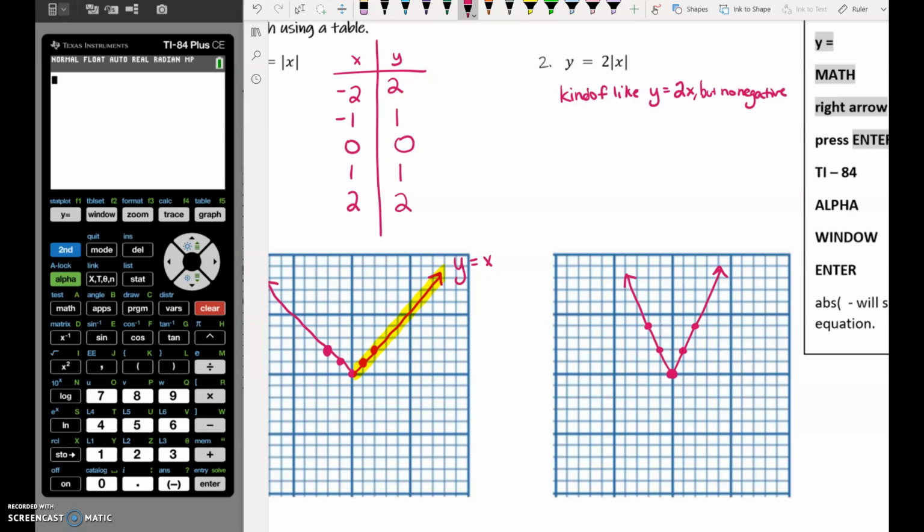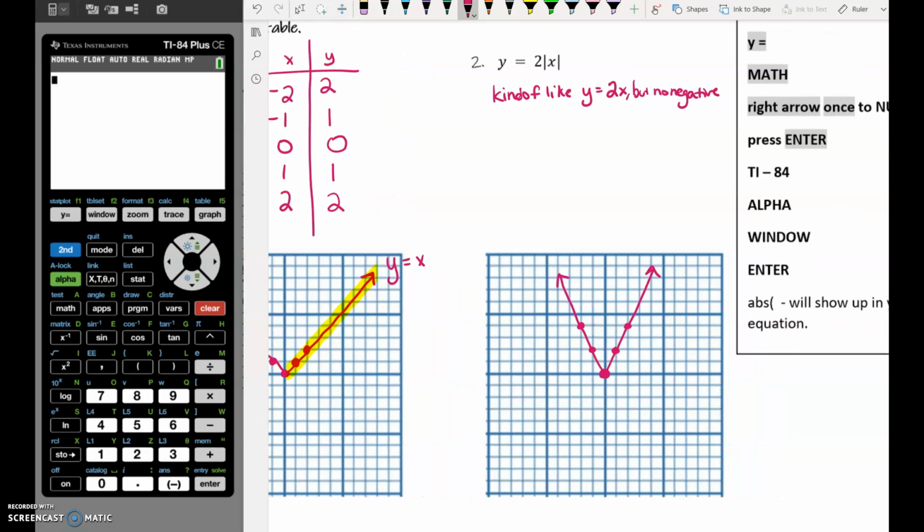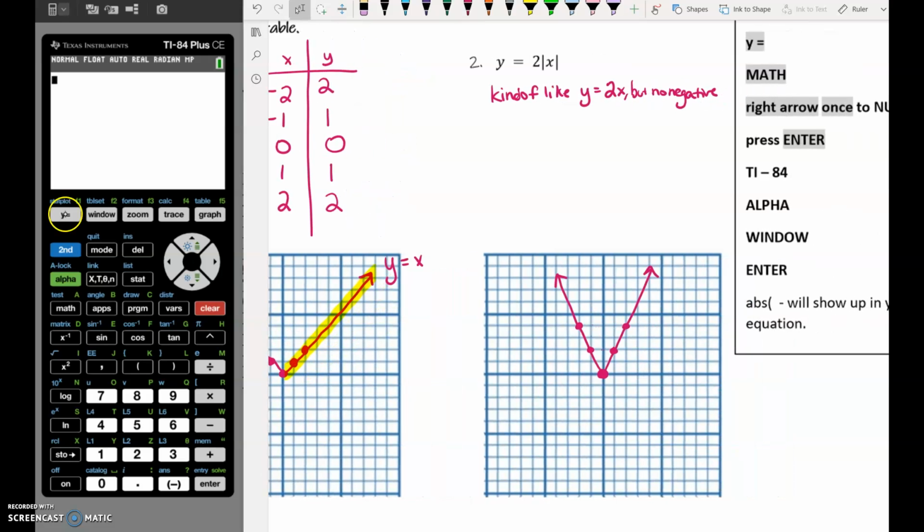I want to show you how to do this in the graphing calculator if you want to. Y equals is where we go to graph. Clear out anything that's already there. Then you push the math button, which is directly below the alpha button. Oops, not that one. That one. Right arrow once over to the NUM part. And the very first option is ABS. ABS means absolute value.